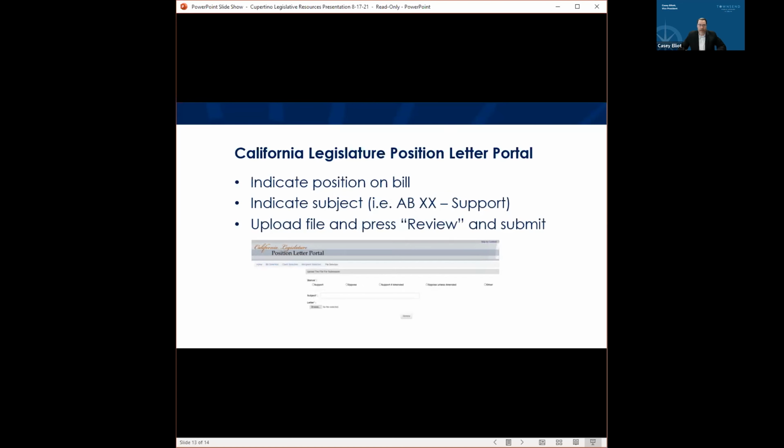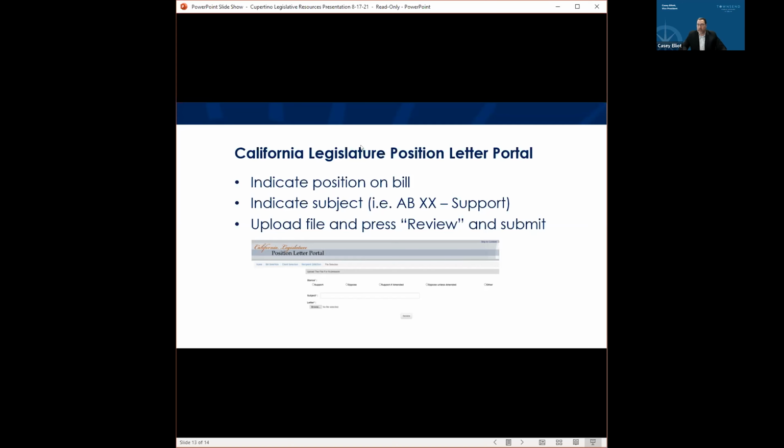And then once they've gotten to that bill, there will be a page that will prompt you to indicate the position that you have on a bill. So support, opposition, support if amended, opposed unless amended, or some other version of a position. It allows you to adapt a subject. So typically you would note what bill you're talking about and your position. Then there's the opportunity to upload a file. This would generally be the letter. Review it, and submit it, and then it's captured within the portal.